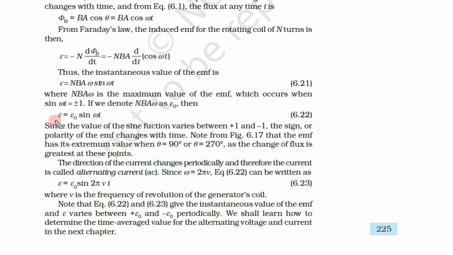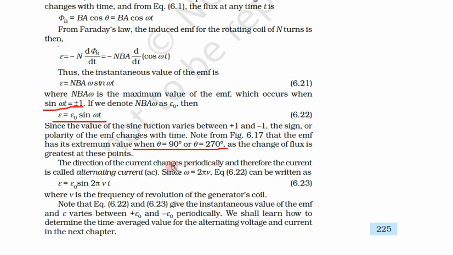So we have calculated and we get that the EMF generated with an AC generator is a sine wave. Maximum value of EMF comes at sine omega t equal to plus minus 1, and theta equal to 90 degree or 270 degree at these values.